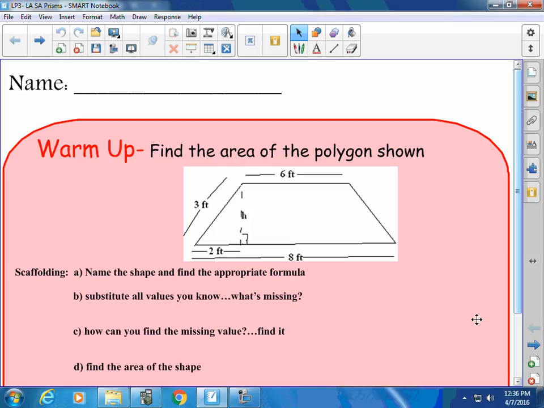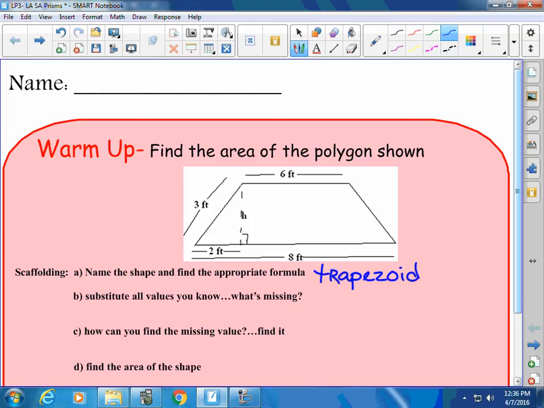All right, if we take a look at the warm-up, we have a polygon here. First thing we need to know is what type of polygon it is. So if we look at the fact that we have one pair of parallel sides and the other two are not, we know that we are looking at a trapezoid. And so if you look back at your notes or look at one of your formula sheets, we know the area of a trapezoid is 1/2 height times base 1 plus base 2.